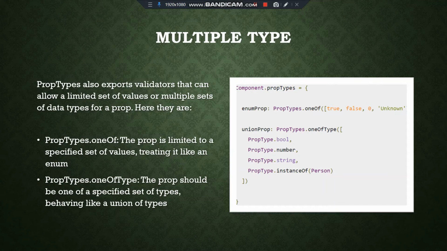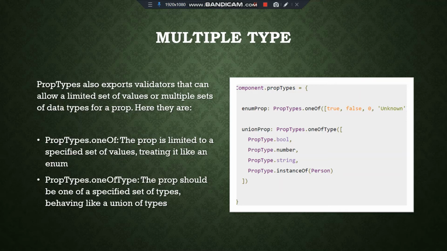PropTypes.oneOf is limited to a specified set of values, treating it like an enum. So what is happening here? If you use PropTypes.oneOf and you provide certain values in an array, in that case it would only take those values which have been provided. Here in the example, the union prop can be PropTypes.bool, number, string, or an instance of a class. In this way, we are using multiple types.